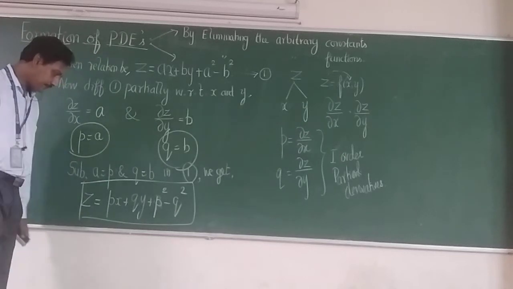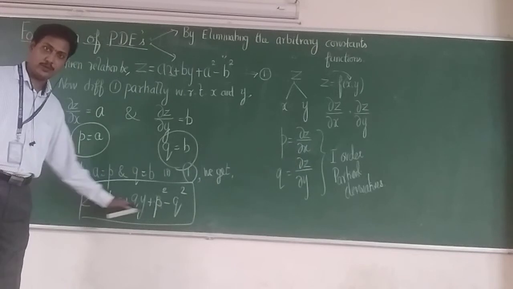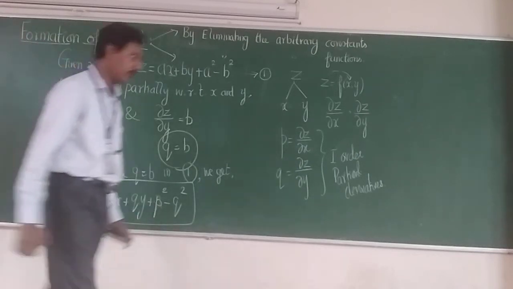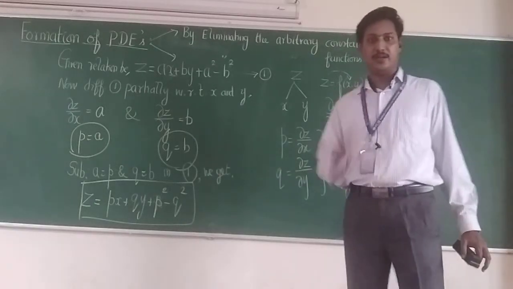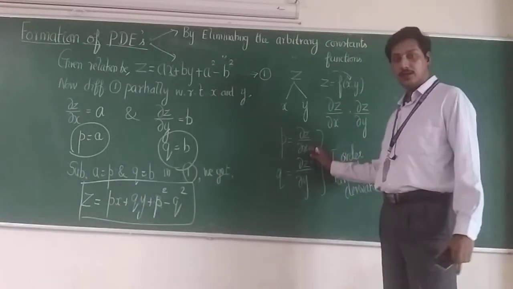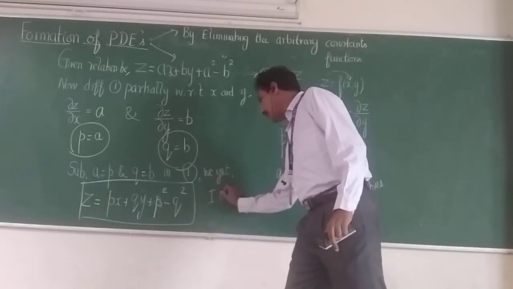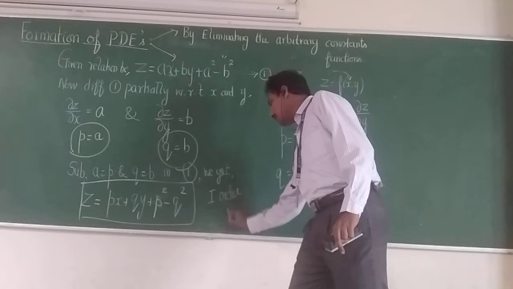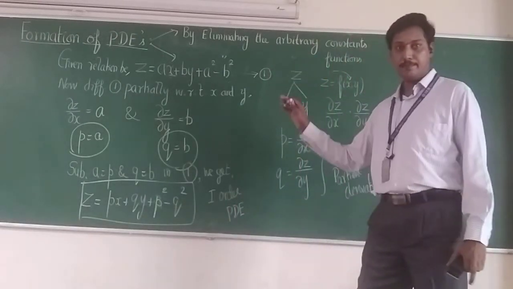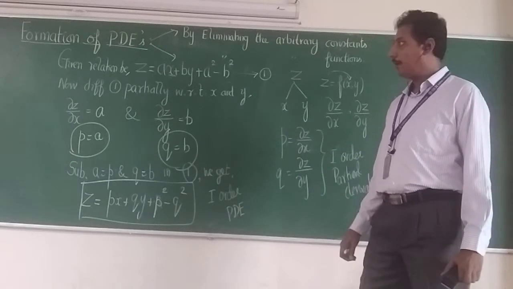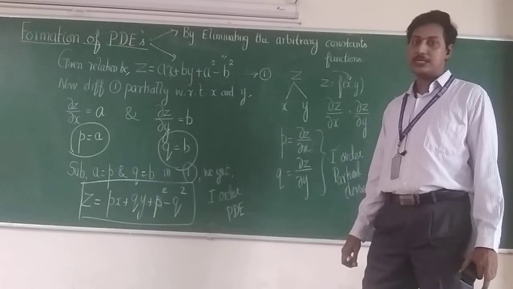Let us see that there are no arbitrary constants a and b, only z, x, y. What about p and q? p and q are the first order partial derivatives. Why is it called first order? Because how many times do we differentiate? Only one time. So this is the required first order partial differential equation. Got it? So this is the method behind this topic, formation of PDE by eliminating the arbitrary constants.